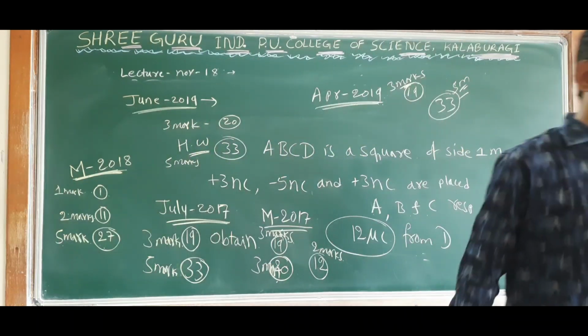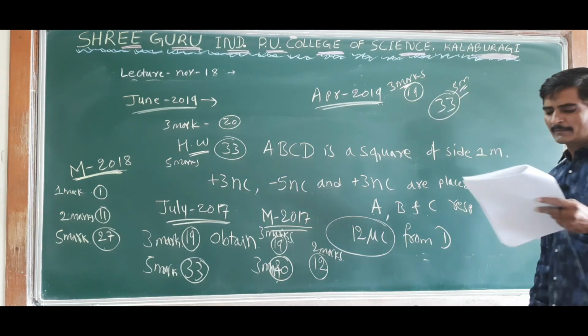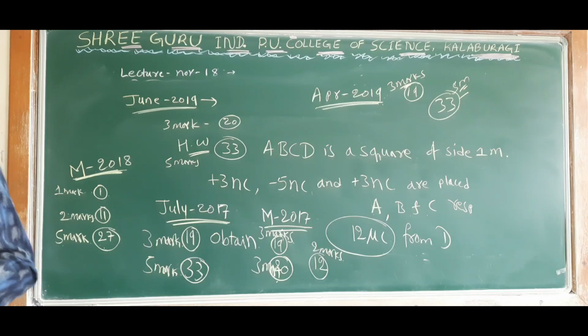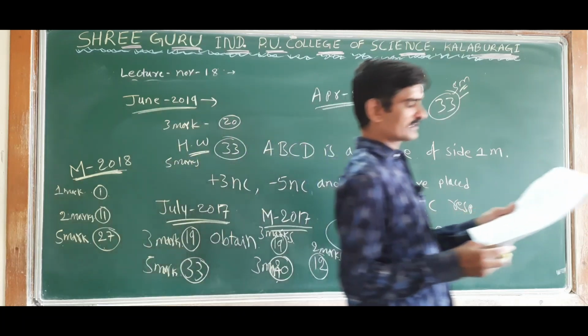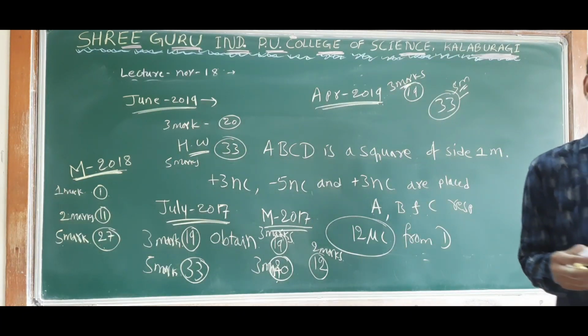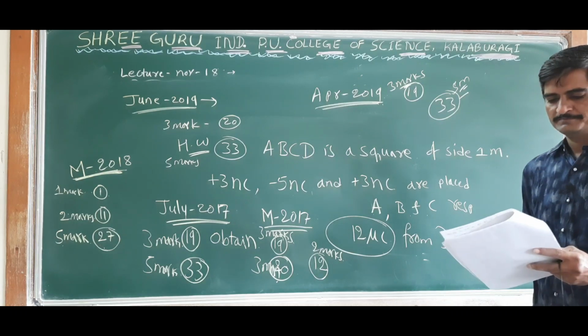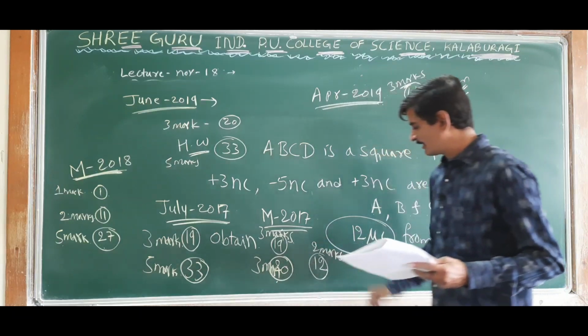On what factors does the capacitance of a parallel plate capacitor depend? This is a 2 marks question. Understood? So, two 3 marks questions and one 2 marks question.